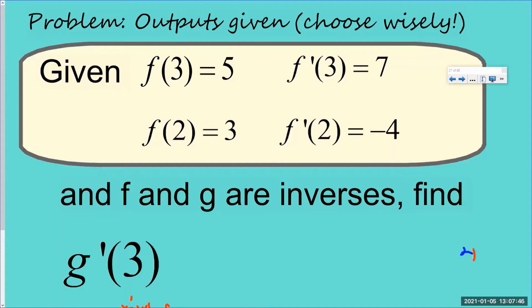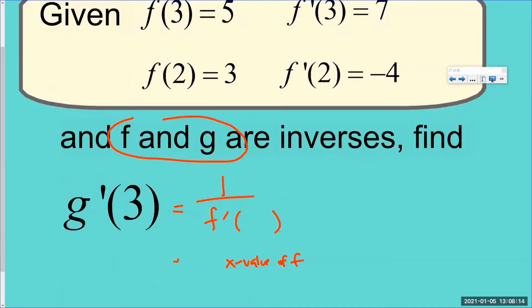They give you a whole bunch of things about f and f prime, and it says f and g are inverses. This is the key thing. If you know that f and g are inverses, then you write the formula. G prime equals what? 1 over f prime. That's just how you start out. That's always your answer. Yes, only if they're inverses. Then you say, inside the parentheses, I know that this parentheses is an x value.